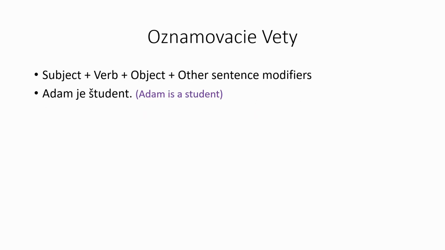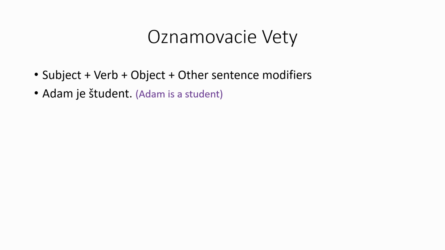So first of all, oznamovacie vety. These are the basic declarative sentences. The word order in these basic sentences is subject, then verb, then object, and then any other sentence modifiers. So for example, Adam je študent. Adam je študent. Adam is a student.